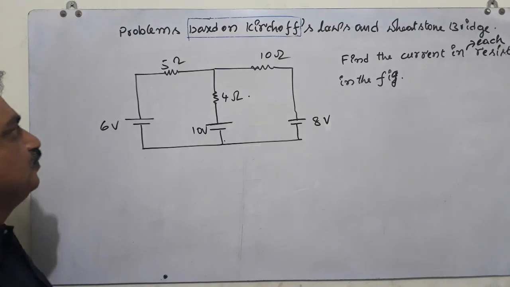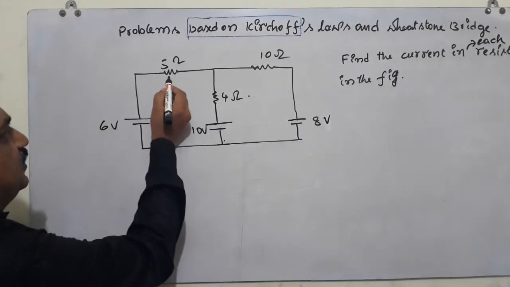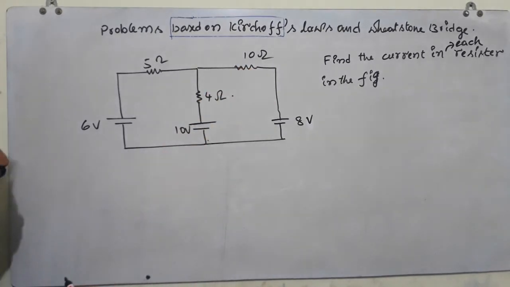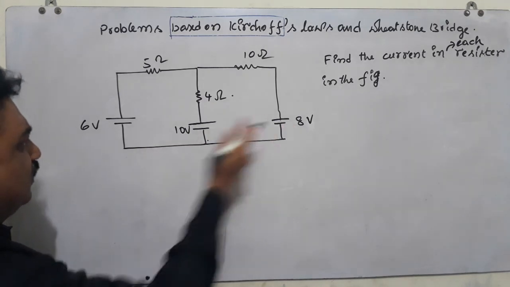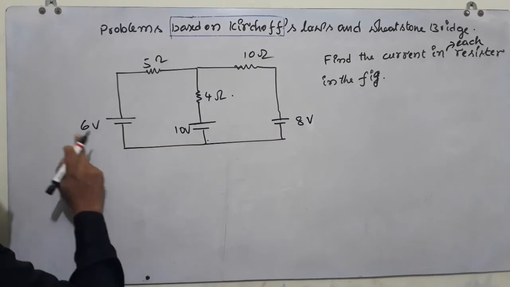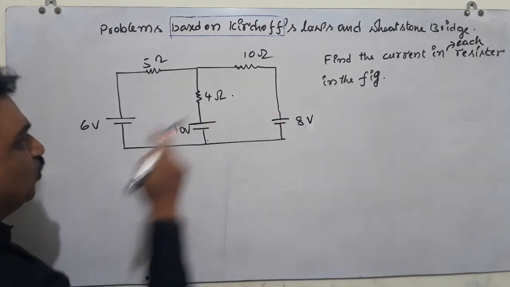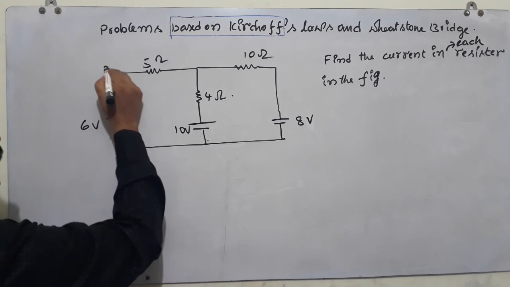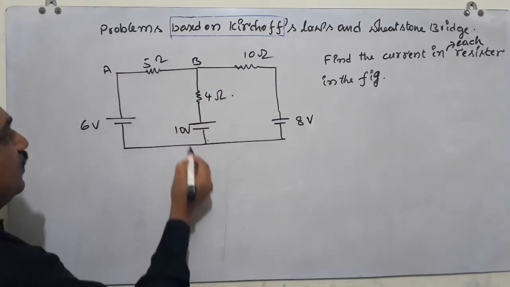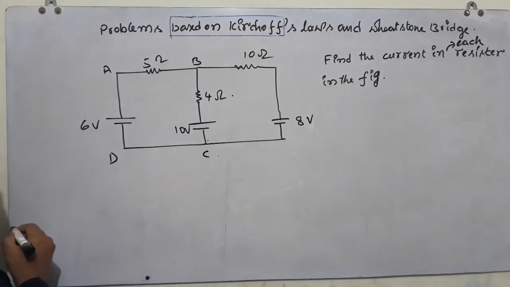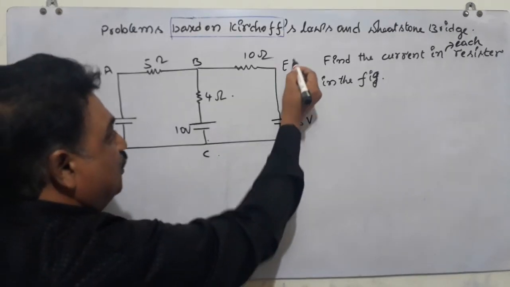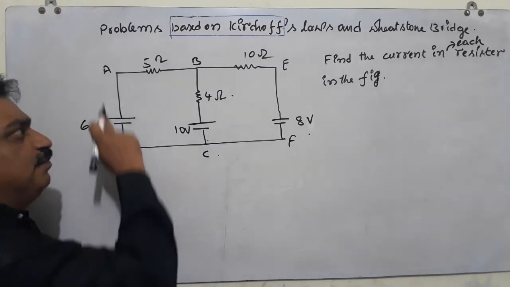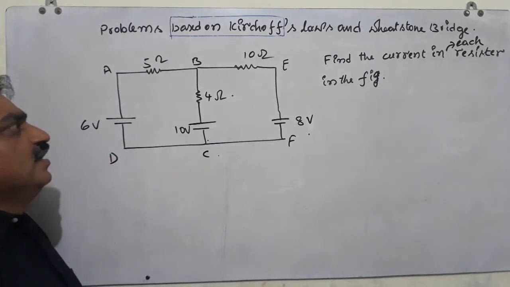in the figure. See here, this is a resistor of resistance 5 ohm, this is of 4 ohm and this is of 10 ohm. And here in this network there are 3 cells of EMF 6 volt, 10 volt and 8 volt. See, I am going to take A, B, C, D, E and F. In this way, I am naming each and every junction.